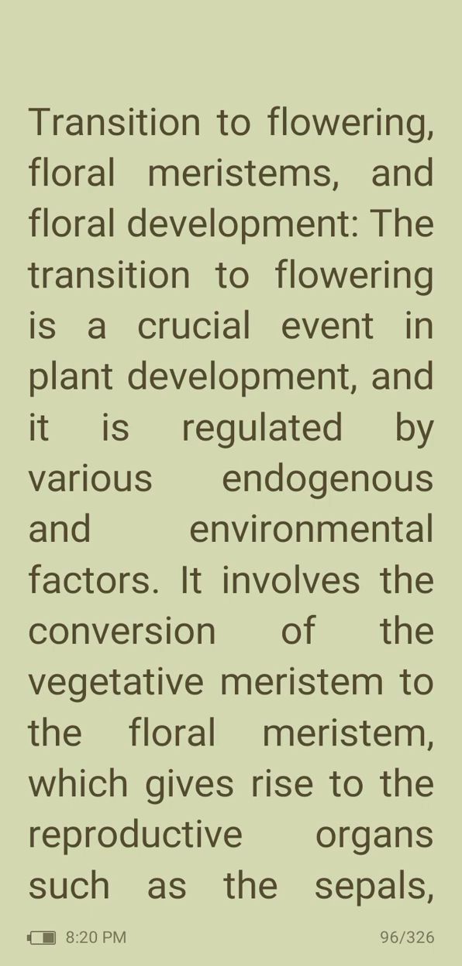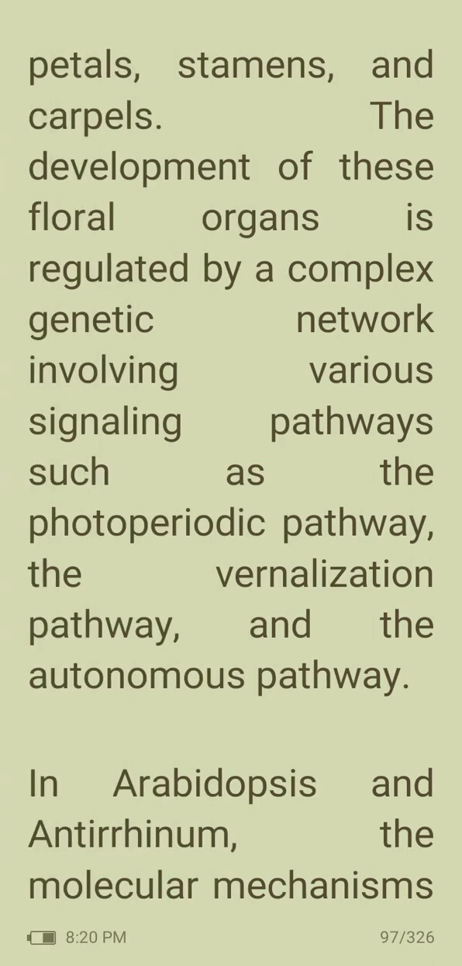Then transition to flowering. Floral meristems and floral development. The transition to flowering is a crucial event in plant development, and it is regulated by various endogenous and environmental factors. It involves the conversion of vegetative meristem to the floral meristem, which gives rise to reproductive organs such as the sepals, petals, stamens, and carpels.